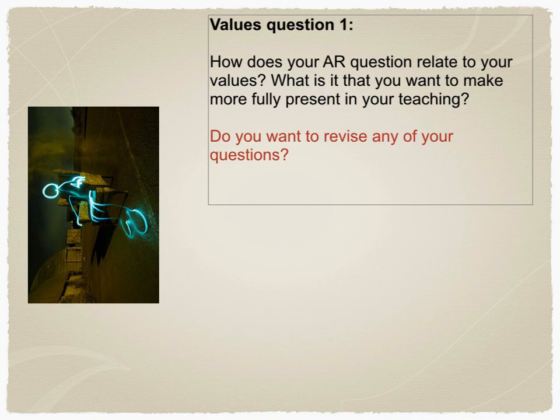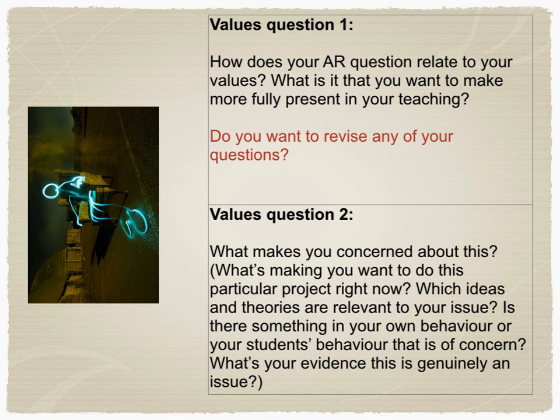You look at each of your questions, your top 3 "how do I improve" questions, and you say, how does each one of those relate to my values? What is it within that improvement goal that you're trying to make more fully present in your teaching? And you might find at this point that you can slightly reword them, because you want to be really clear about which of my values I am trying to make more fully present through this improvement goal.